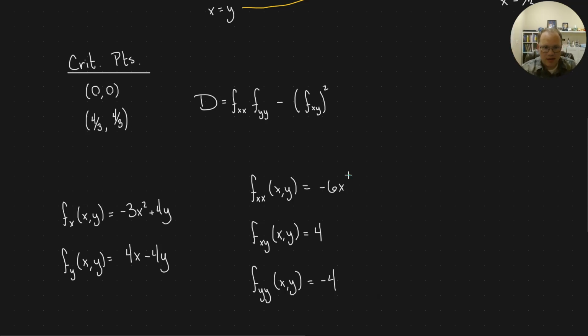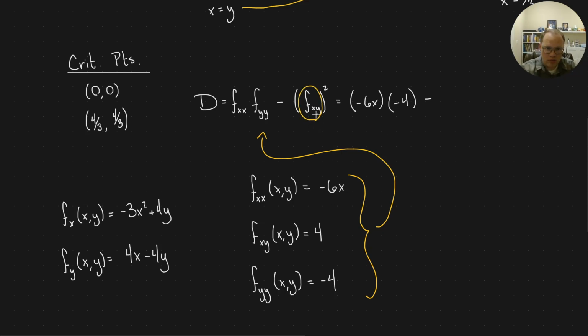So if I plug these into my discriminant, then I get generally negative 6x. And then my second derivative with respect to y is negative 4 minus my second order mixed partial derivative. And so that's going to be 4 squared. So I get 24x minus 16. Now what I want to do is evaluate that at each critical point.